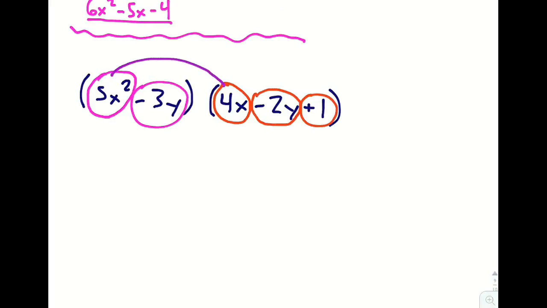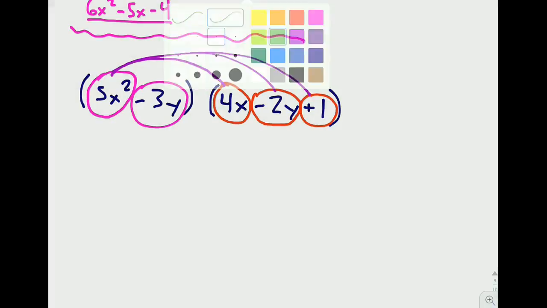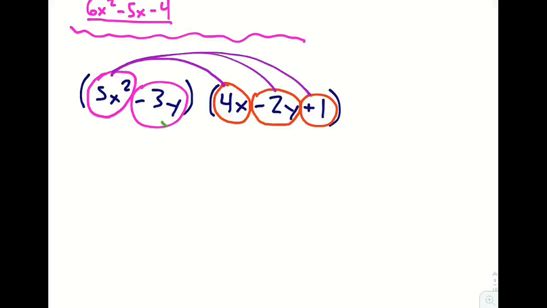So I would take that 5x squared times 4x, and I would multiply that. I would take it times the negative 2y, multiply that, times the 1. Then on the underside, I would do the same thing with the negative 3y times the 4x, the negative 3y times the negative 2y, the negative 3y times the positive 1. The important part is that you go from each thing in the first group to every single thing in the second group. And then you multiply that out, clean it up just like we did before.